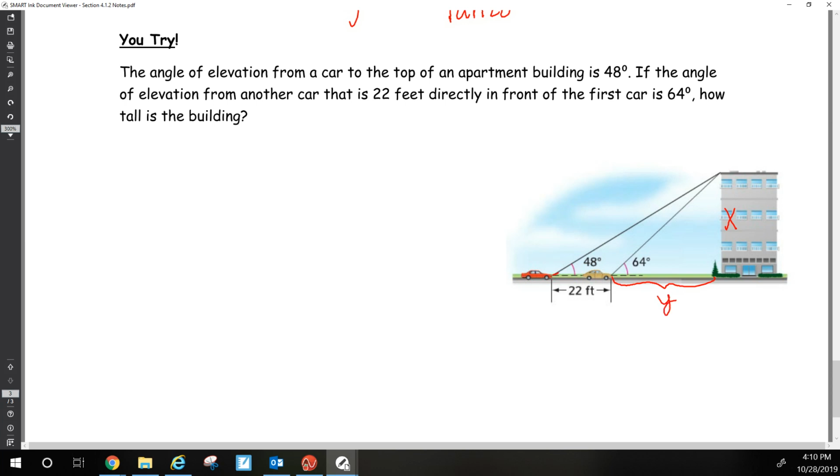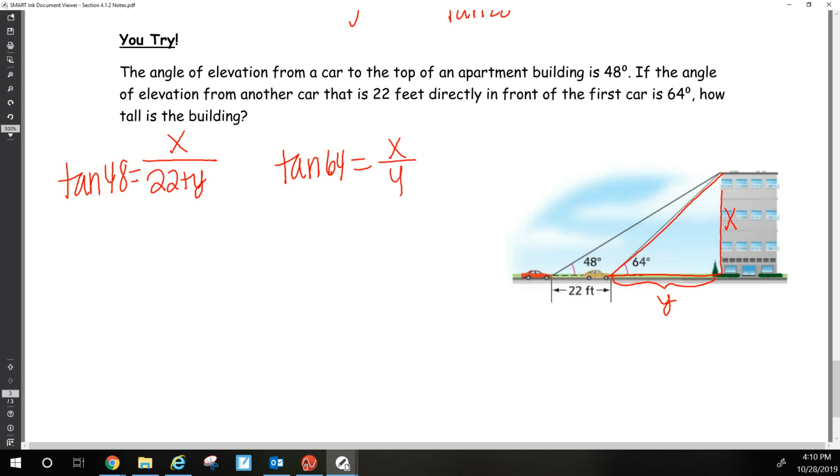So let's first look at our big triangle. Our big triangle would be, let's see, we've got opposite over adjacent again. So tan 48 is equal to x, which we're looking for, over 22 plus y. And then for our smaller triangle, I've got tan 64 is equal to x over y.